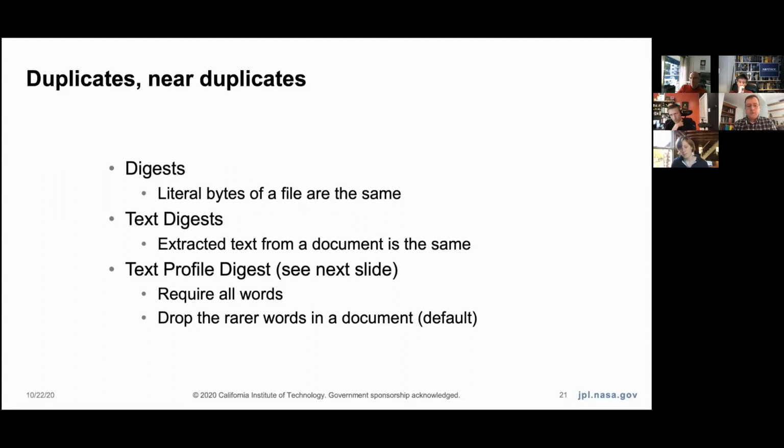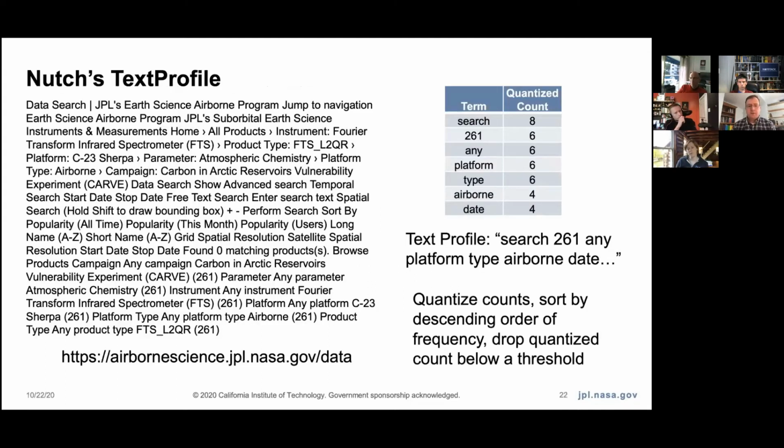And then the next thing I did was steal from Nutch, and they have what's called a text profile digest. We'll talk about that in the next slide. What that does is you tokenize the content, the text, and then you quantize the number of times each term appears in that page. And then you sort by descending order of frequency of term, and then alphabetically, so that two pages that are very similar would have exactly the same text profile, in air quotes, and then you take the hash of that.